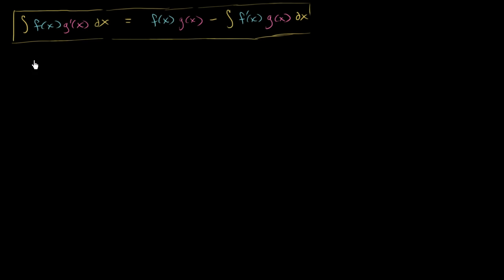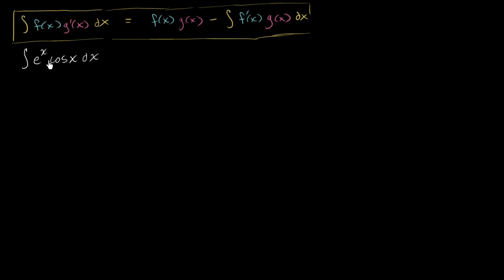Let's see if we can use integration by parts to find the antiderivative of e to the x cosine of x dx. And whenever we talk about integration by parts, we always ask: we're taking a product of two functions, so which of these, e to the x or cosine of x, if I were to take its derivative, becomes simpler?